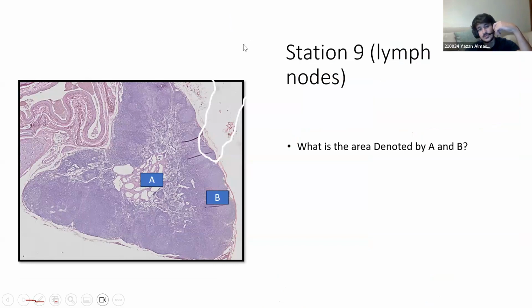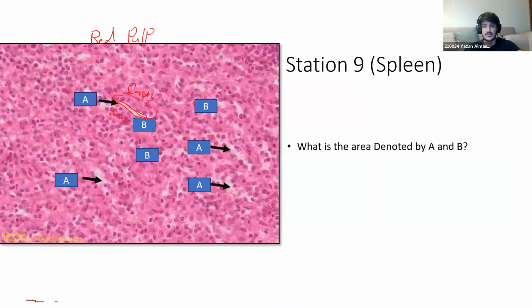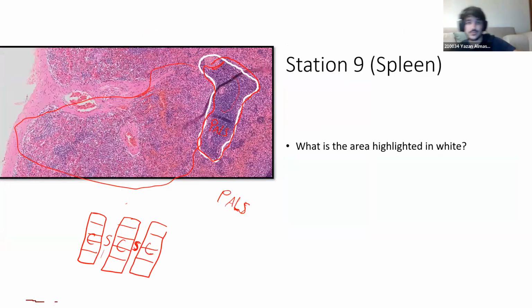A is medulla, B is cortex. Perfect. You guys are answering this correctly. So we have here the cortex, this area. And this area is the medulla. In the cortex, we have these germinal centers. I don't know if you guys have to know about this or not, but you just know that there are germinal centers. Okay. So this was for the lymph nodes and for the spleen. Is it clear, or should I go through anything specific you guys want to know about?